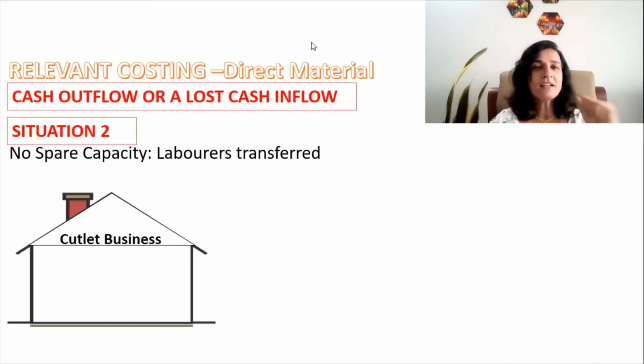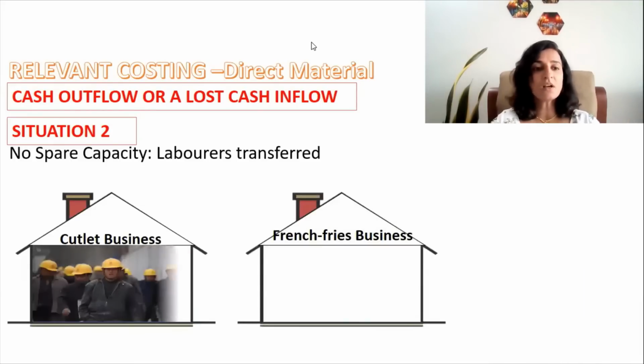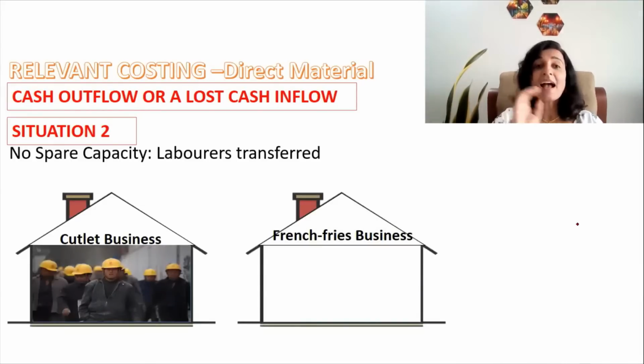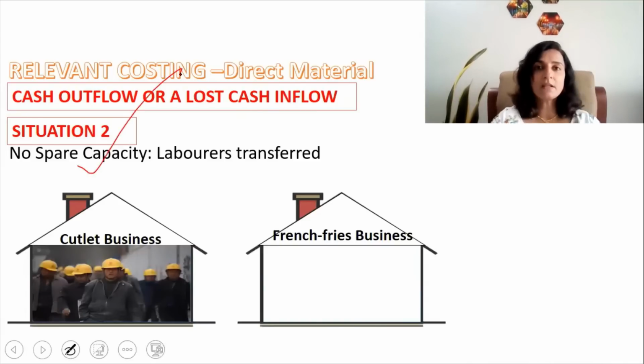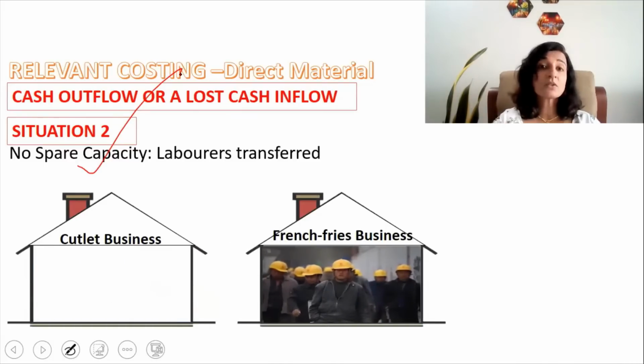Okay. So right now we are doing a cutlet business and we plan to start a French fries business. So we have existing workers in the cutlet business and they do not have spare capacity, which means that they are not remaining idle. And we don't have any facility to recruit new laborers from outside. So what do we do? We will have to transfer the laborers from the cutlet business to the French fries business. In this situation, what is the relevant cost?